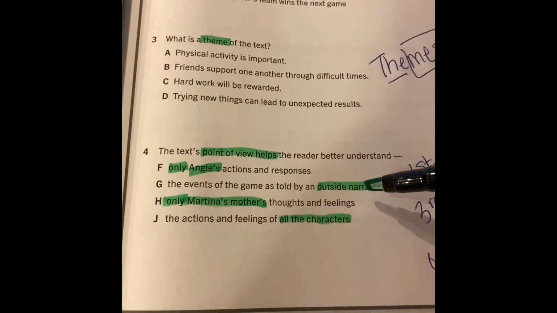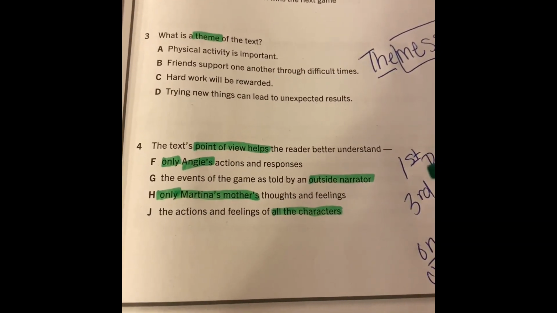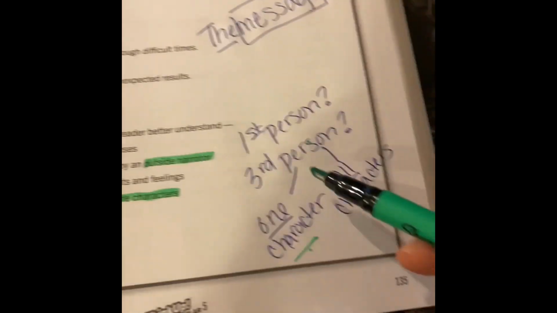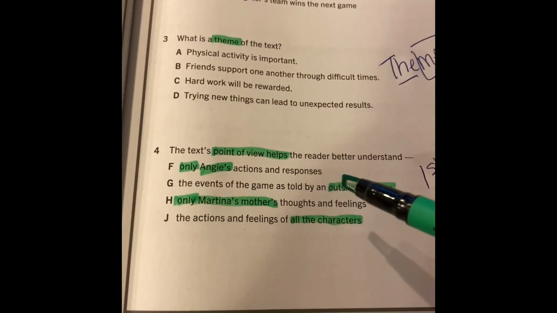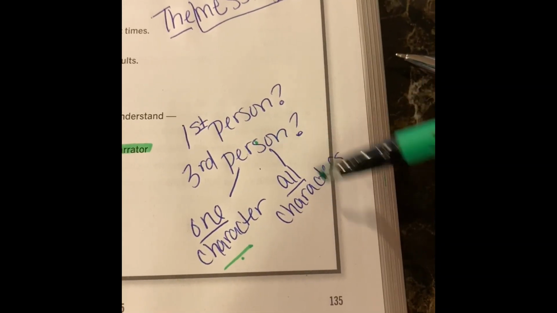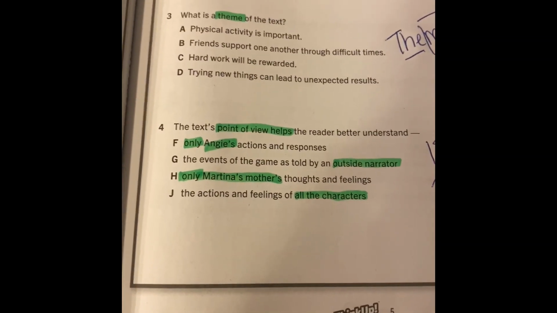If I look at G and J, I have the events of the game as told by an outside narrator, still third person, but that doesn't tell me specifics about my characters. And then J, the actions and feelings of all characters. So that would be third person, all characters. So pay attention to all those keywords, please.